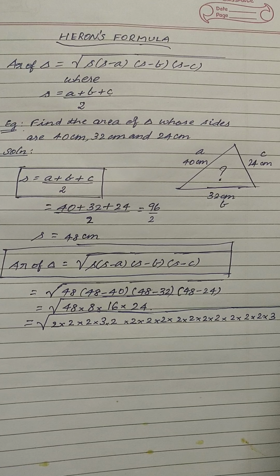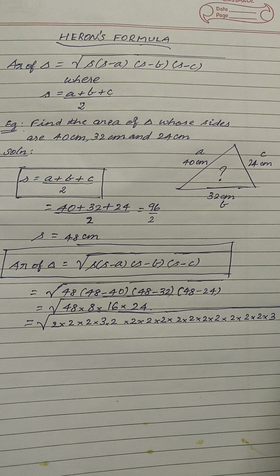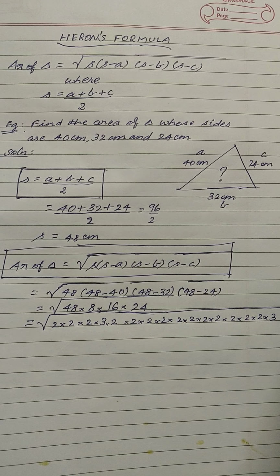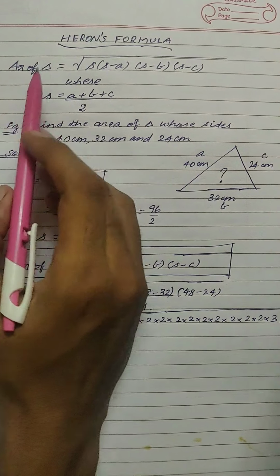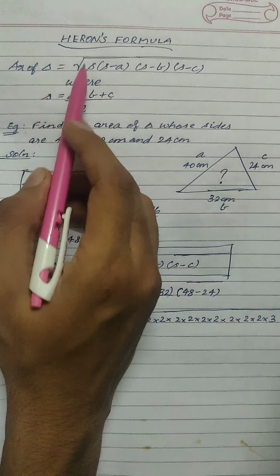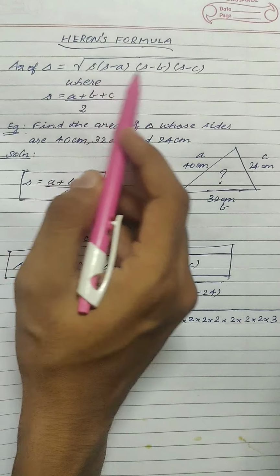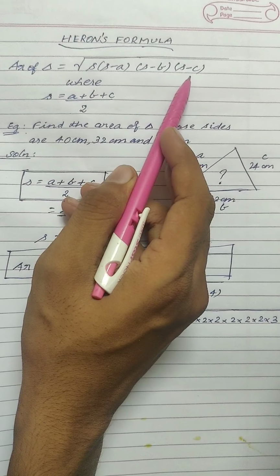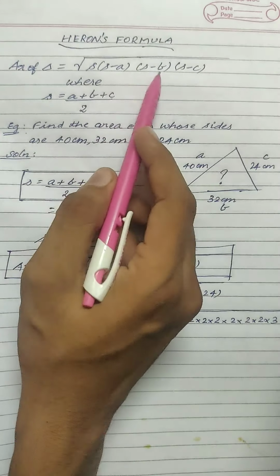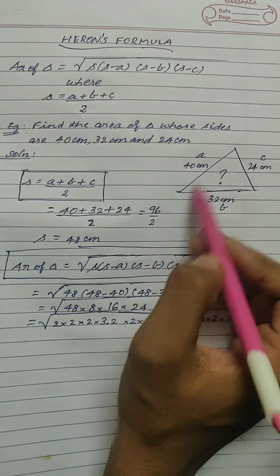Hello students. So we'll be starting a new chapter called Heron's formula today in mathematics. The whole chapter deals with only one formula. Area of triangle is equal to root under s into s minus a into s minus b into s minus c. Here a, b and c are the sides of the triangle.